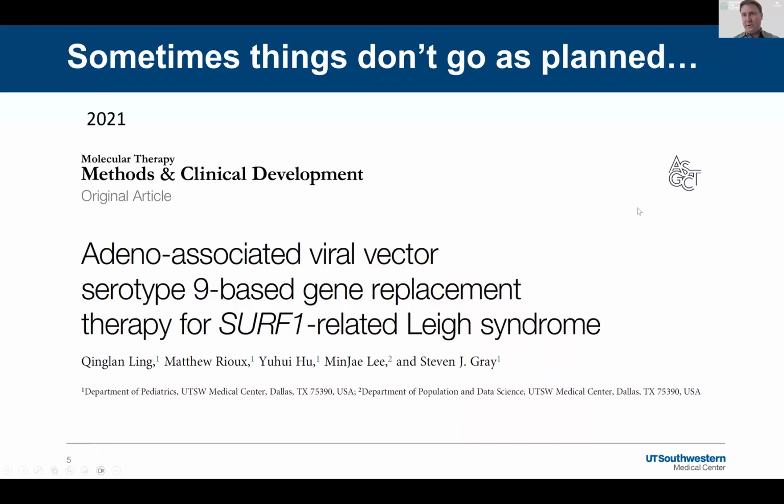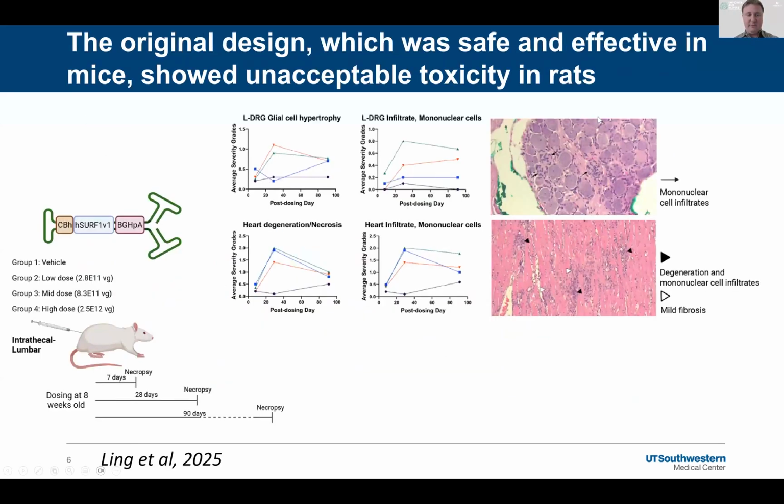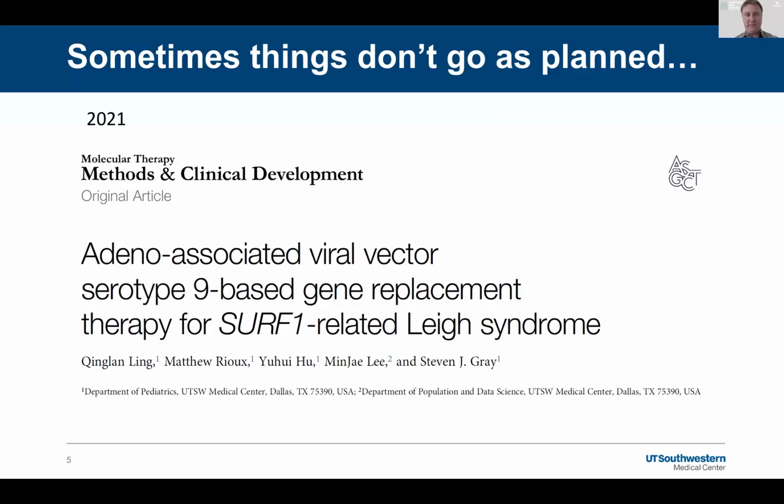So our work on this started back in 2018 and resulted in a nice publication that we were excited about in 2021, that Dr. Ling was the first author on, where we developed an AAV9 vector carrying the SURF1 gene to treat SURF1 knockout mice. This study showed favorable safety in mice, and it showed efficacy in terms of increasing COX activity in the mice and decreasing exercise-induced lactic acidosis. So we were excited about this.